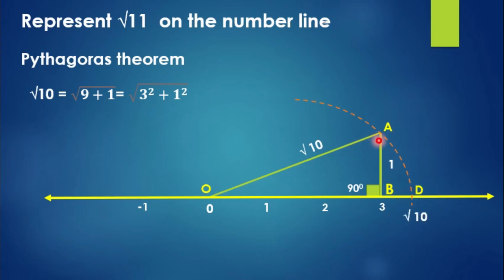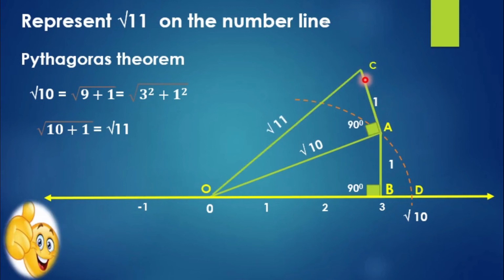Now we have to construct one more right angled triangle with square root of 10 as the base and 1 unit as the height to get the hypotenuse, which is equal to square root of 11. Once we get that point, using compass we can transfer the point on the number line, that is square root of 11. I hope it is clear to you.